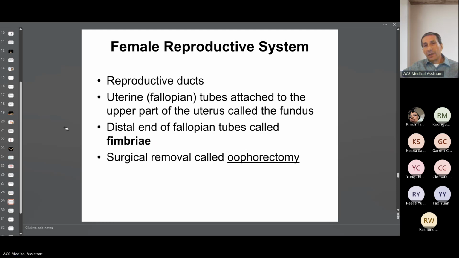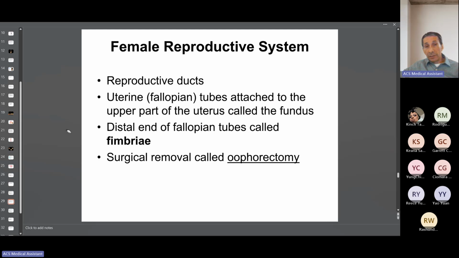Okay. So let's talk about these fallopian tubes. We already went over that image, which shows you which ones are the fallopian tubes. And it says that it's attached to the uterus, to the upper part of the uterus. Yes, to the fundus.